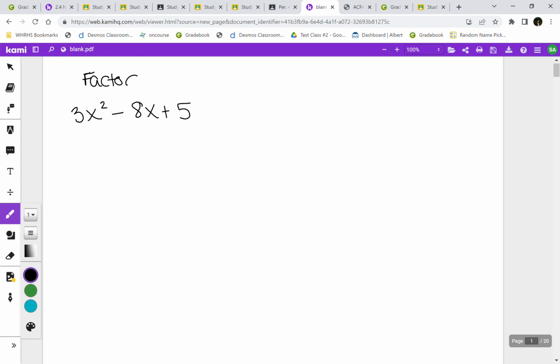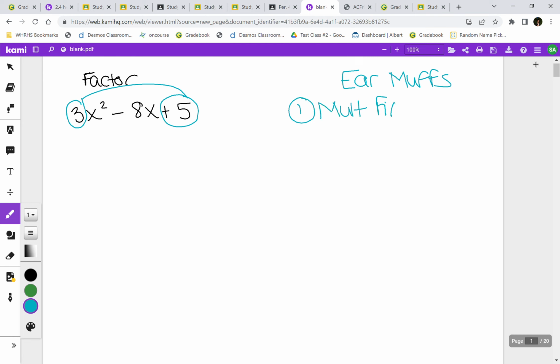I'm going to show you earmuffs, because a lot of teachers in Watchung Hills use it. So the way earmuffs works is you take your first and your last, including the sign, and you multiply them. So I'll write it out. So we're going to multiply first and last.